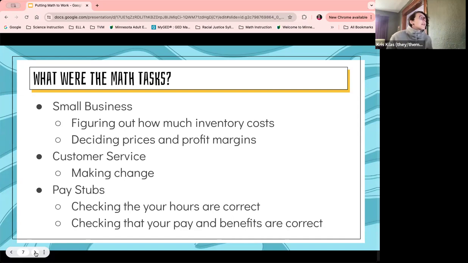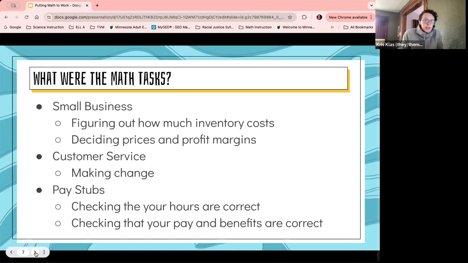So some of the math tasks that I incorporated into the courses that I've talked about so far. The small business course had, and I'm going to keep focusing on the small business course throughout today, figuring out how much inventory costs, deciding prices and profit margins, also budgeting for your business, figuring out can you afford to hire another employee? Can you afford a different storefront, rental space, things like that.